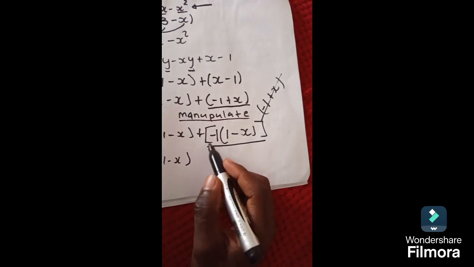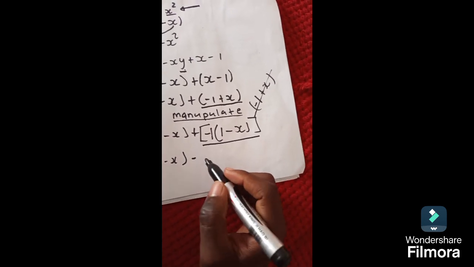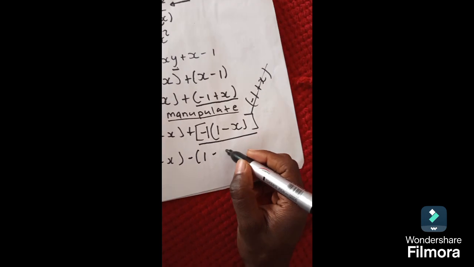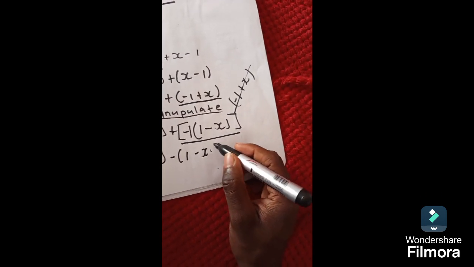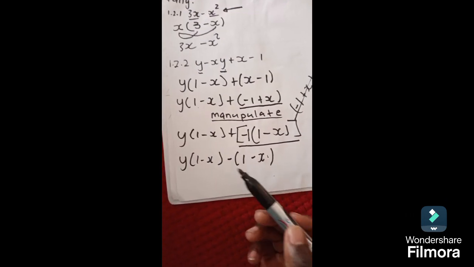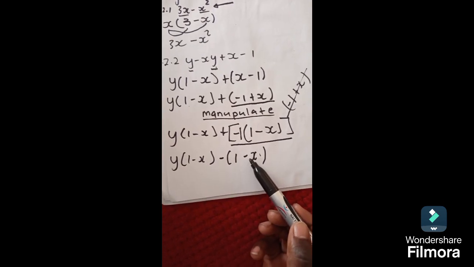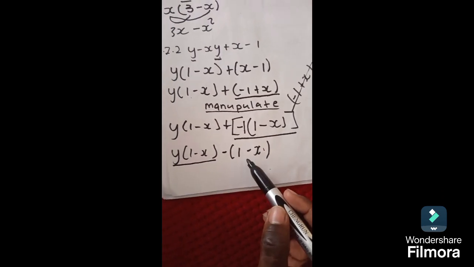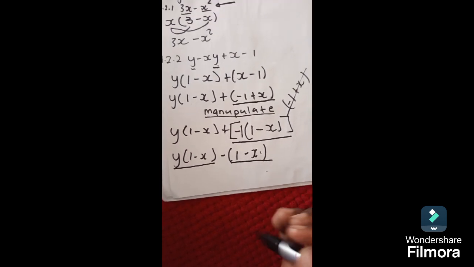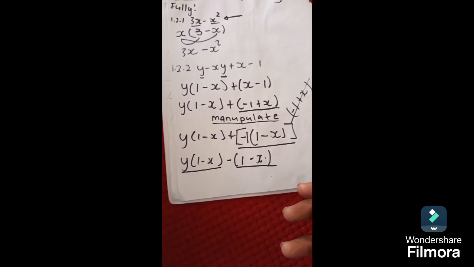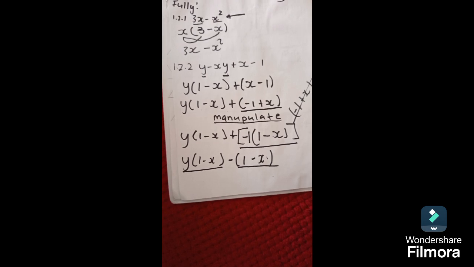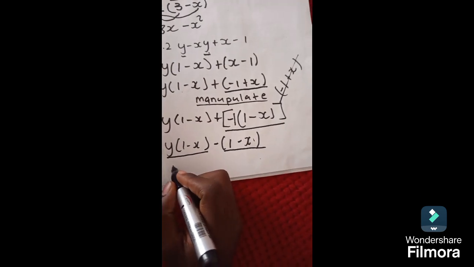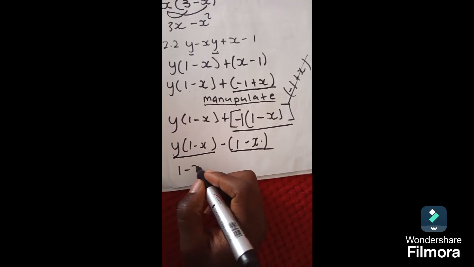Positive times negative is negative, right? And then you're going to have 1 minus x. So do you see now that these two brackets look the same? And you can say this is a term and this is also a term. So if you have two terms and they have something that is the same, that means that is a factor. You have to take it out. What is that? It's 1 minus x.